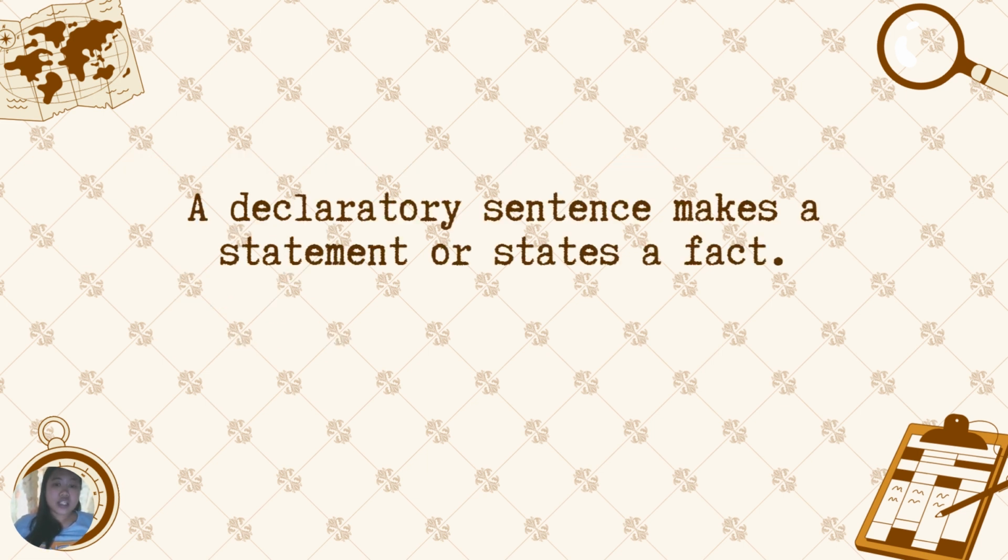A declaratory sentence makes a statement or states a fact. So, for example, the sun rises in the east. This type of sentence simply states a fact or provides information.